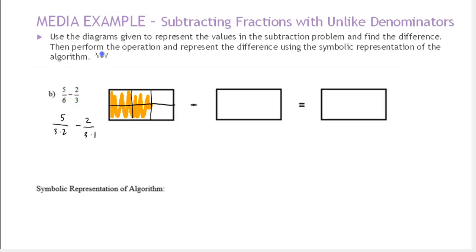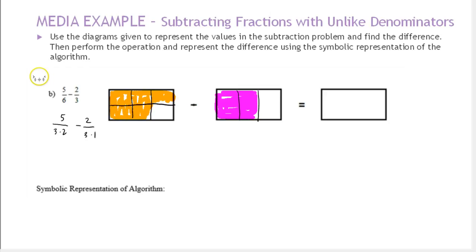So 1, 2, 3, 4, 5, 6 shaded. And we want to take away 2/3. So if I just cut this in 3s, and then we'll shade, this is 2/3. So we want to take this away from this, and you can actually see from the diagram that this piece seems to be the same size as this piece. So it looks like this is what's going to be left over. But to be certain, we want to do this numerically.